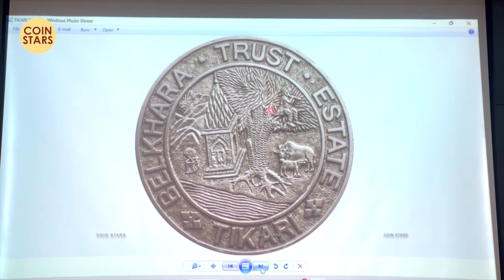Next. Tikari in Bihar. But actually, I am told that this is not the original monogram. This monogram is of this trust, Belhara Trust. But the finishing and everything is so good. You have a river here, a mandir, a cow and calf, and a tree, and Krishna Bhagavan playing flute on the tree. Tikari is near Bodh Gaya.